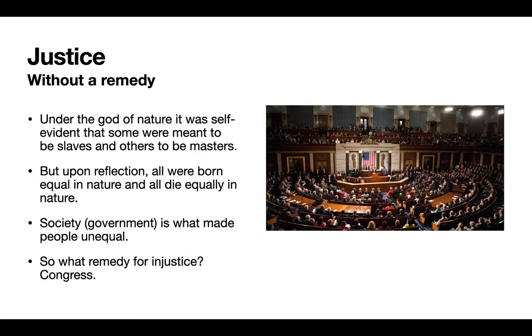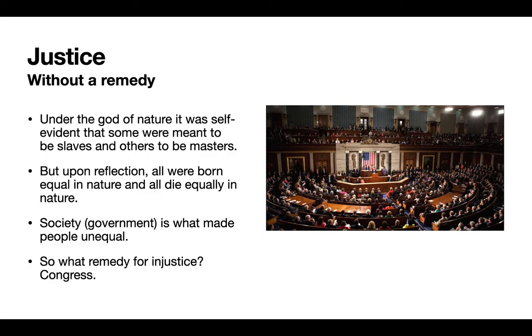Now, the dilemma is that under the God of nature, it was self-evident that some were meant to be slaves and others to be masters. At that time, this is how they thought. They thought if you were capable of taking power, of self-government, of drawing up a constitution, then you were meant to be a master. That was nature's way of rewarding you. And if you weren't capable of doing that, if you were subject to be a slave, then you were destined to be a slave.